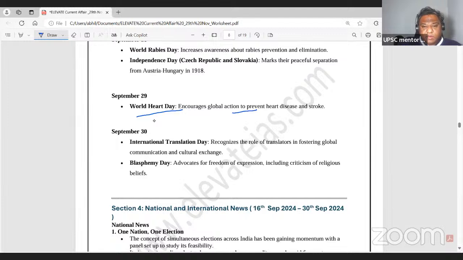Now, this is very important because you'll see a lot of articles coming on healthcare and especially heart care, which becomes relevant for the nation. As a young nation, we are facing a lot of such challenges.